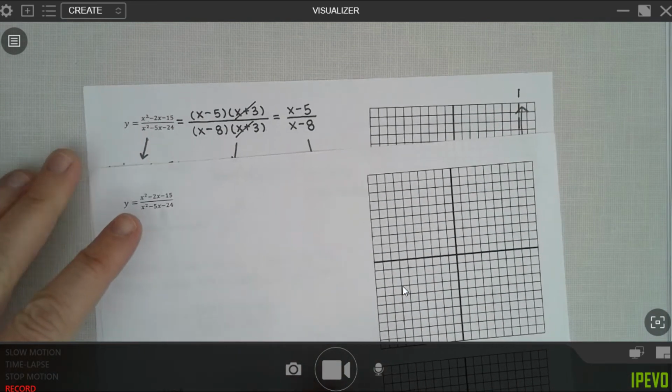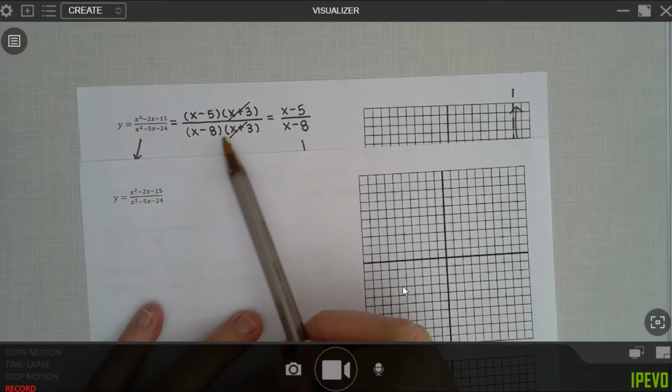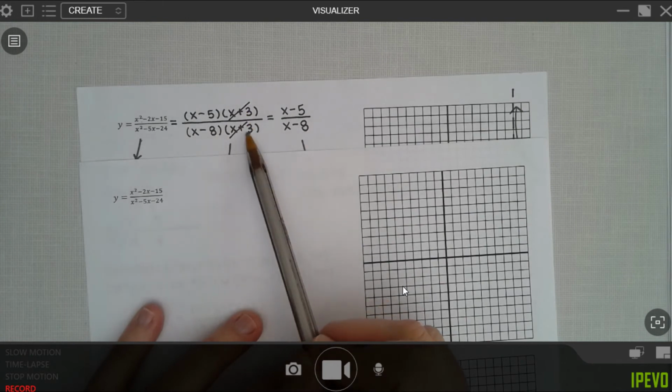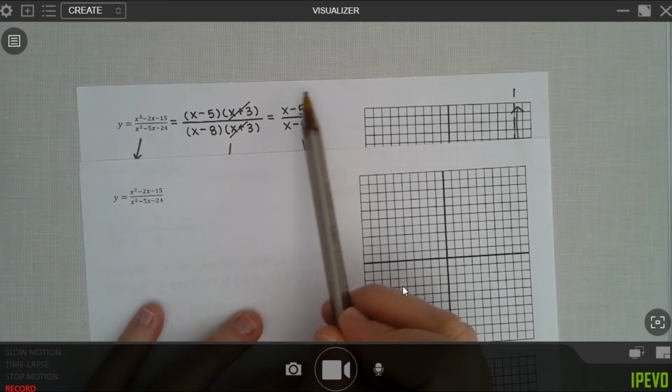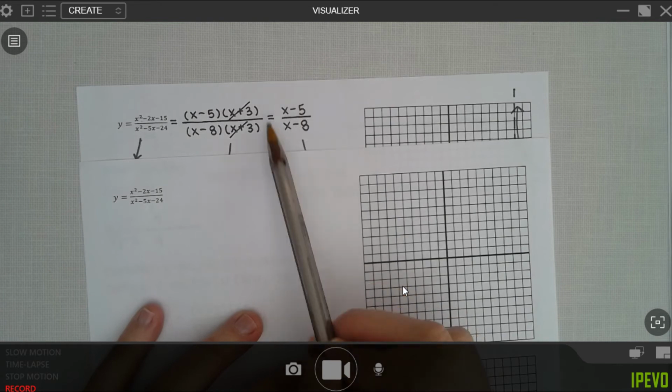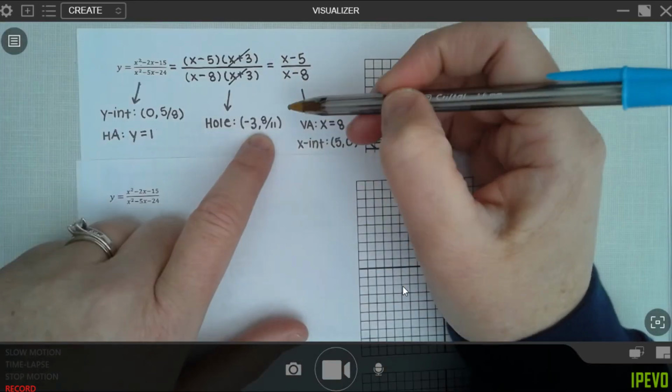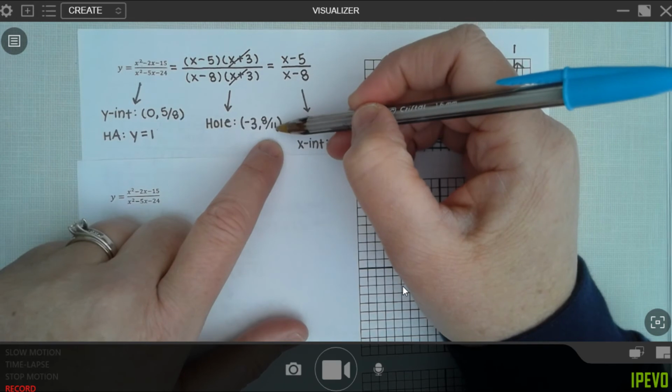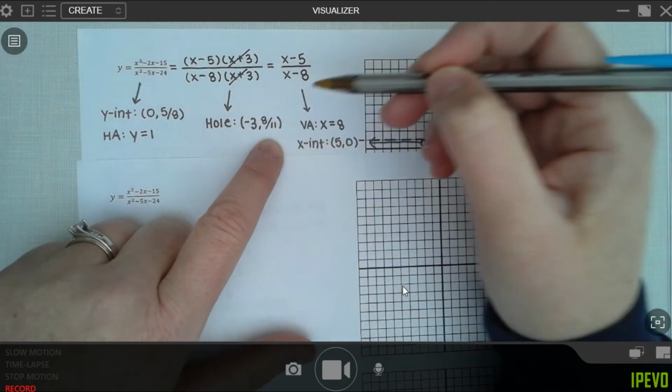Second step is to factor. So this is how it factors here. These cancel, that creates a hole. This is what's left, and that's what we're going to be looking at. So for the hole, what makes it 0? -3. So x plus 3. So I plug in -3 into the final answer over here, and that would give me -8 over -11. So that's why I made it positive.